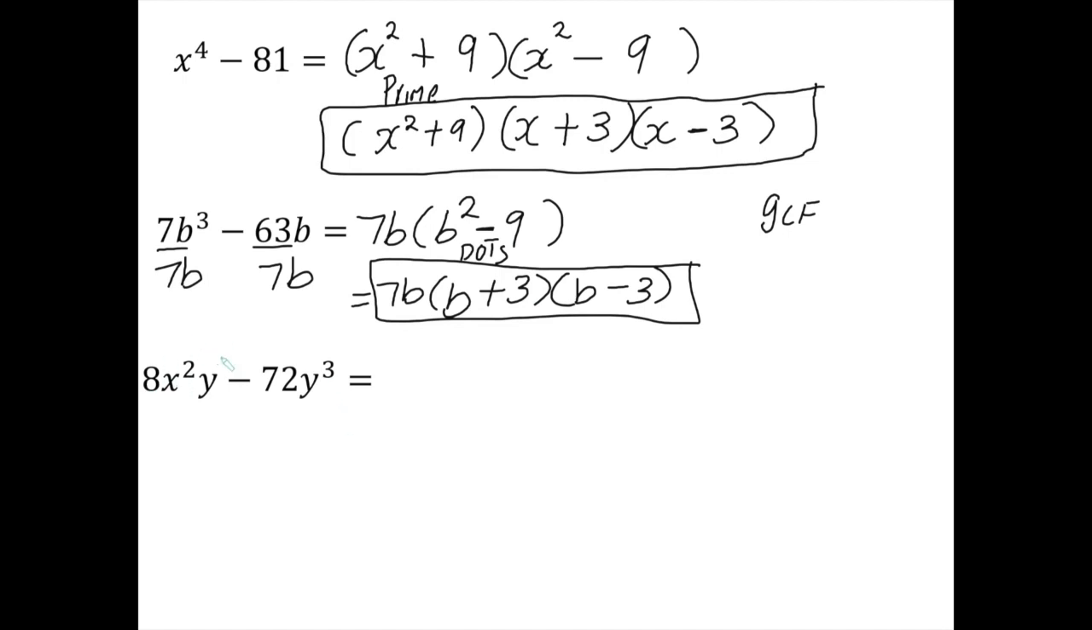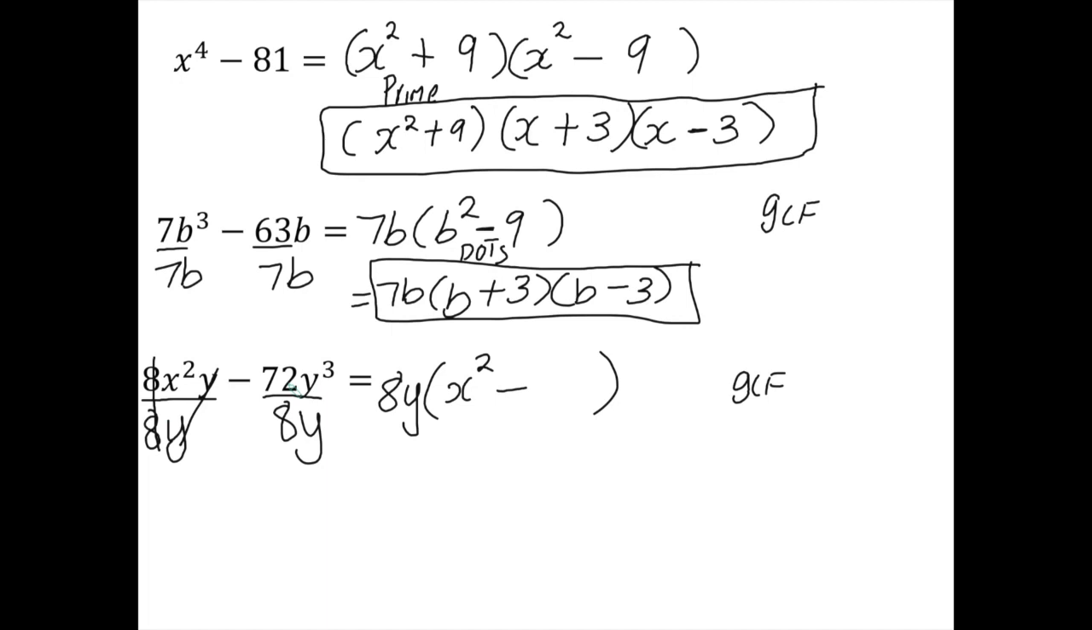I have 8x squared y minus 72y to the third. First thing, I'm going to try GCF. Now 8 and 72 can be divided by 8. I see that they both have y's in common, so I'm going to take the y. So my GCF is 8y. And when I divide, I'm left with just x squared minus 9, because 72 divided by 8 is 9. Y to the third divided by y is y squared.